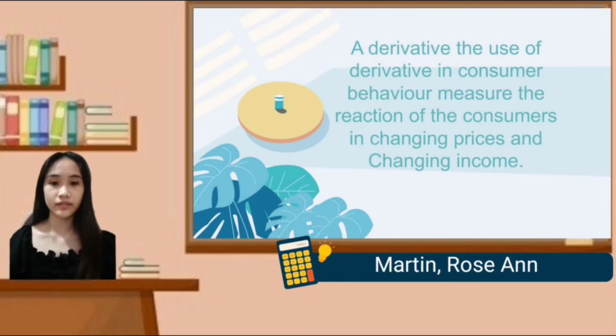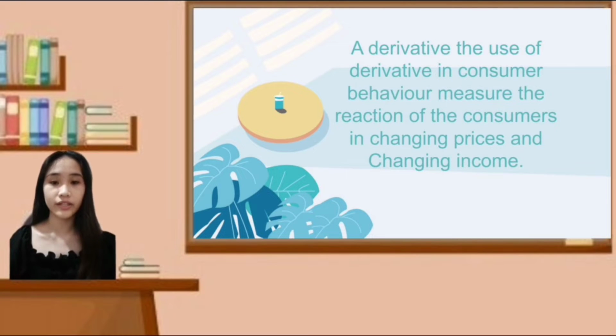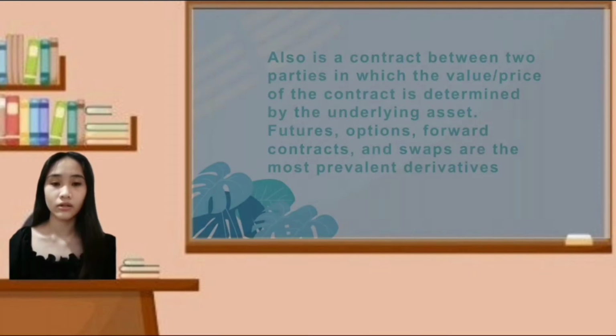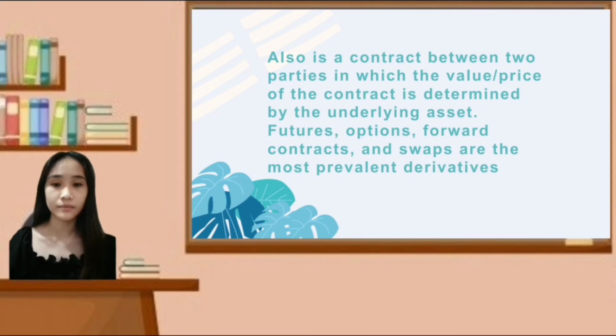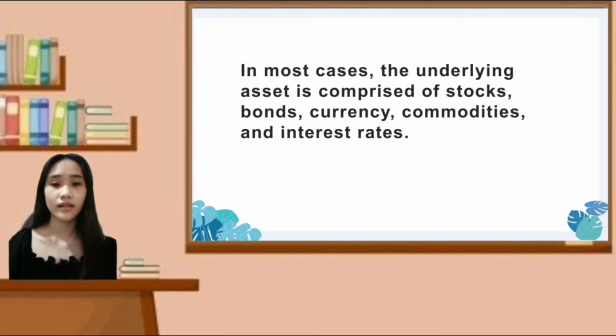Derivative. The use of derivative in consumer behavior measures the reaction of the consumers to changing prices and changing income. Also, a derivative is a contract between two parties in which the value or price of the contract is determined by the underlying asset. Futures, options, forward contracts, and swaps are the most prevalent derivatives. In most cases, the underlying asset is comprised of stocks, bonds, currency, commodities, and interest rates.